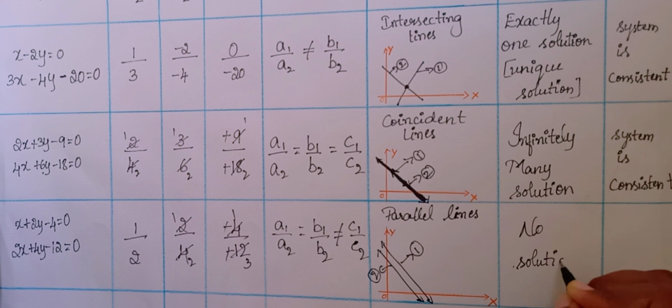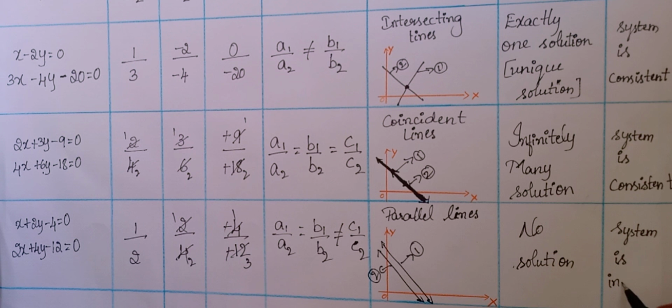If we don't have a solution, that means it is not consistent, it is inconsistent. The system is inconsistent.